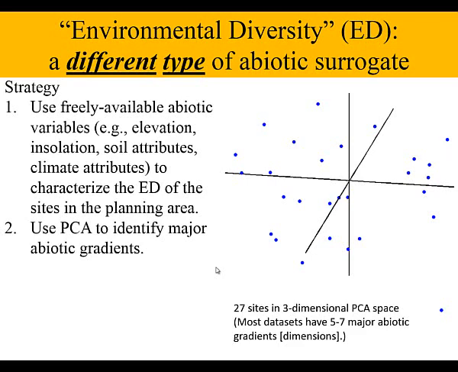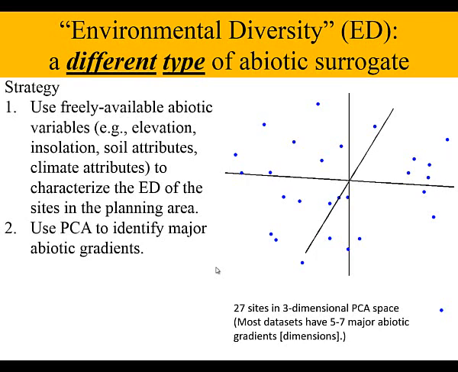So here's a very simple landscape. It has 27 sites, the simplest landscape in the world. And here it's only shown in three-dimensional PCA space, but all my sites are arrayed in terms of how similar they are to each other in this environmental space. In all of our data sets, we had 5 to 7 major abiotic gradients or dimensions, but I can only illustrate 3. So now we can characterize how my sites vary in abiotic space.